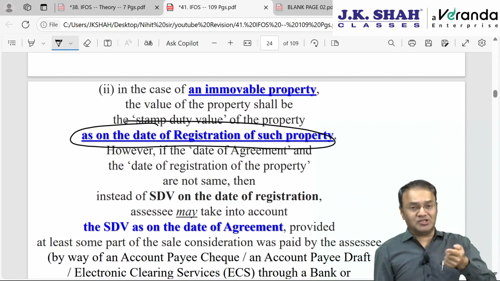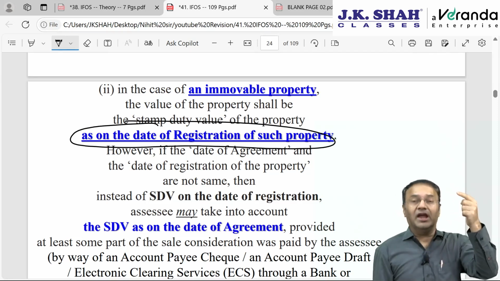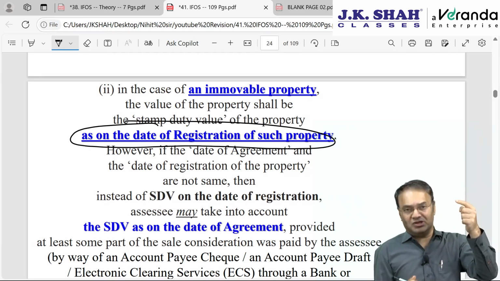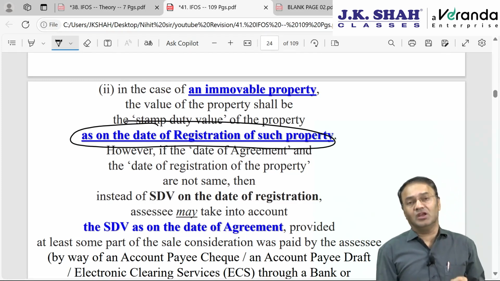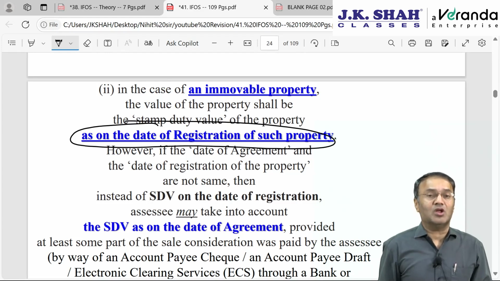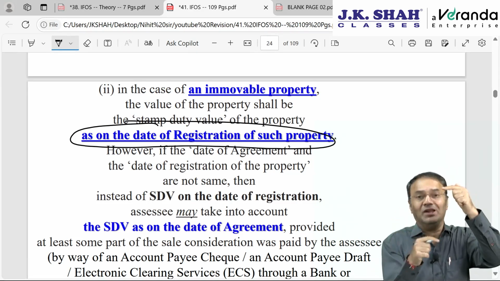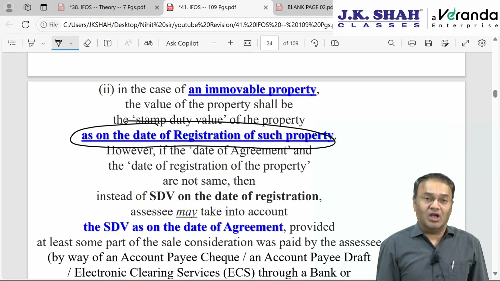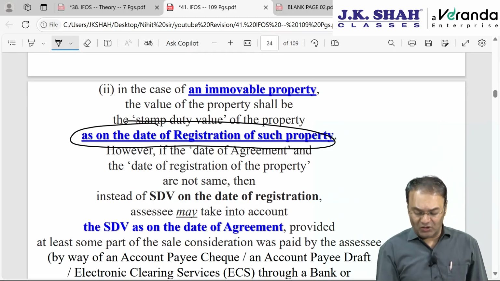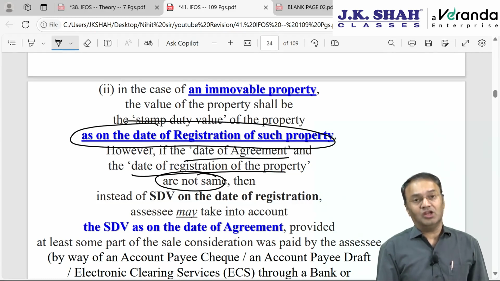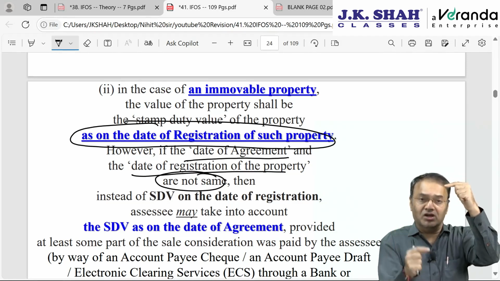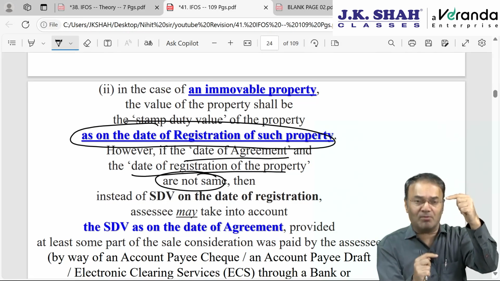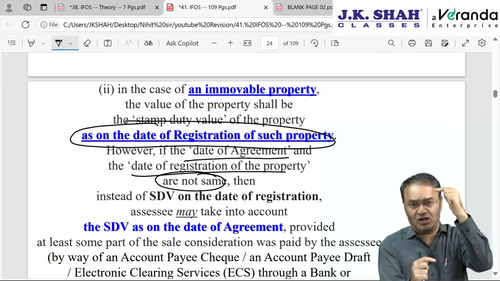I entered into purchase agreement on day 1 and then I received possession maybe 6 months after making full payment, especially when it is an under construction property. So what happens is, here we end up taking stamp duty value as on the date of registration, but the date of registration would be later. In such situation, option is given to the assessee that if the date of registration and the date of agreement are not the same, then instead of taking stamp duty value as on the date of registration, which is a later date, where the stamp duty value could be a higher amount as compared to stamp duty value on the date of agreement.